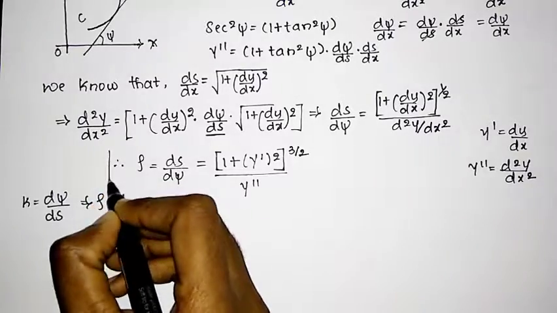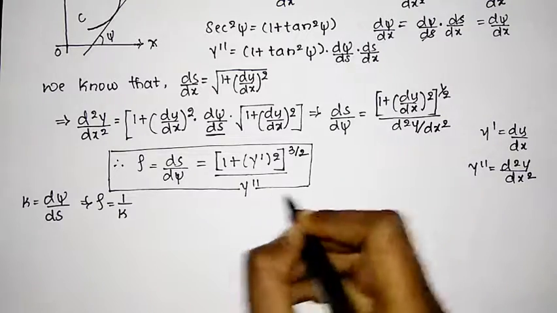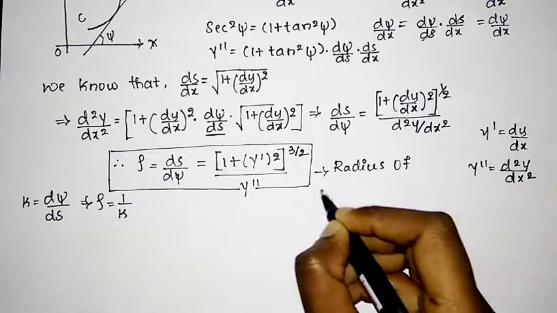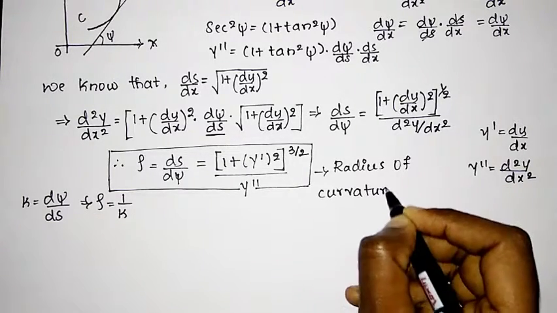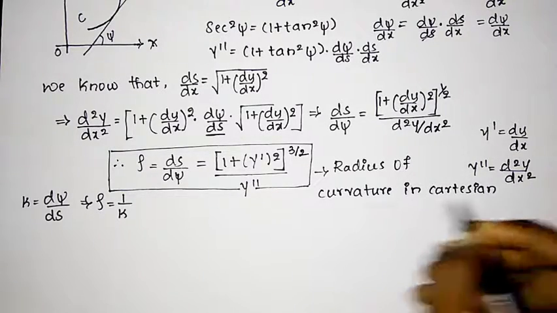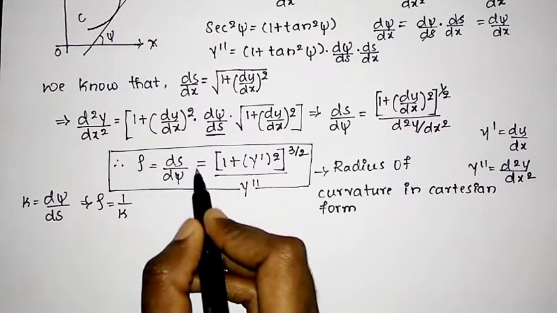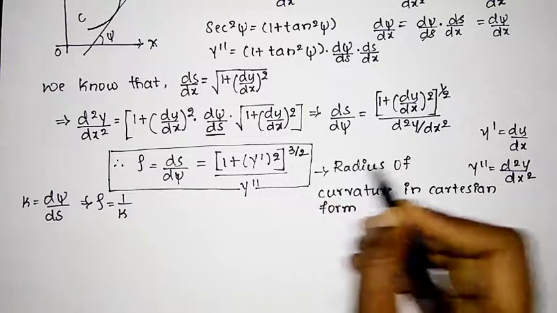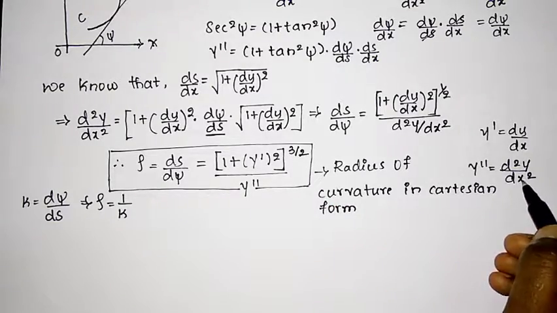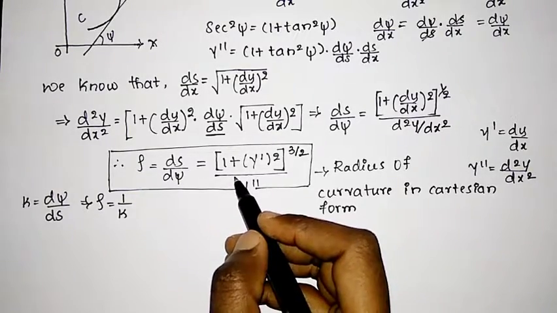So this is the required equation for the radius of curvature in Cartesian form. That is, rho is equal to ds upon d phi, which is nothing but 1 plus y dash, that is dy upon dx whole square, raised to 3 by 2, divided by d square y upon dx square, which is nothing but y double dash. So this is the radius of curvature for the Cartesian form.